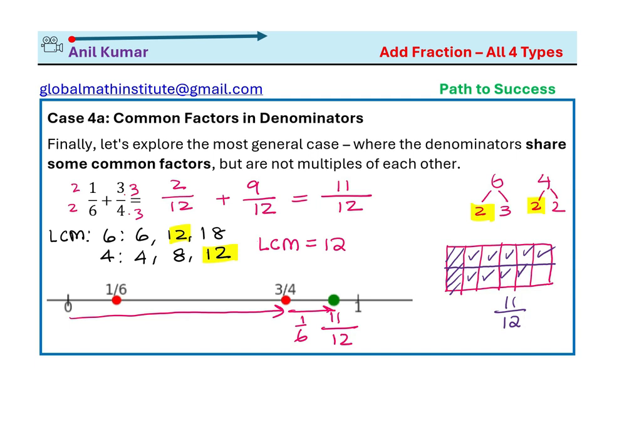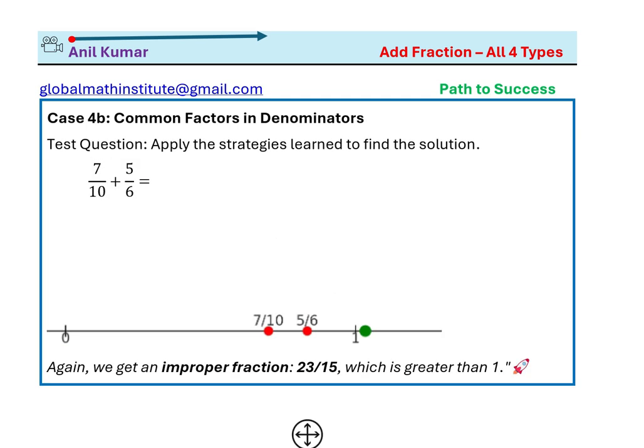Now, getting to the last case, which is case 4b, right? The idea here is for you to also attempt and do it. So the question is 7 over 10 plus 5 over 6. So how should we do it? Clearly, the denominators 10 and 6 have something in common. Both are even numbers, right? So let's find the lowest common denominator for this. The idea here is to write down the multiples of both 6 and 10.